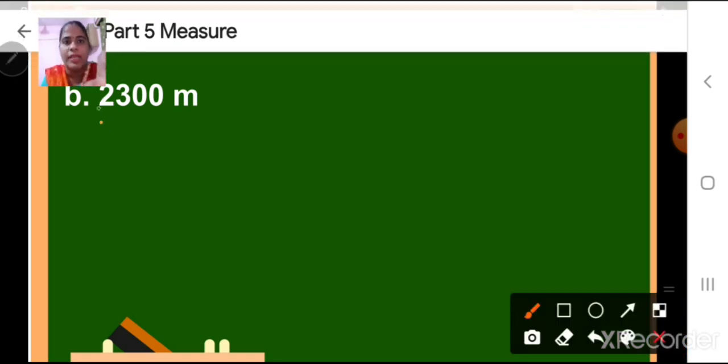B question is 2300 meter. Now children, here we don't have 1000, 2000, 3000, 4000 like that. Here we have a number 2300 meters. We have to convert it into kilometers and meters. In such a situation, we have to expand the number. We will expand the number in the thousands place. Only the thousands place we are going to expand.